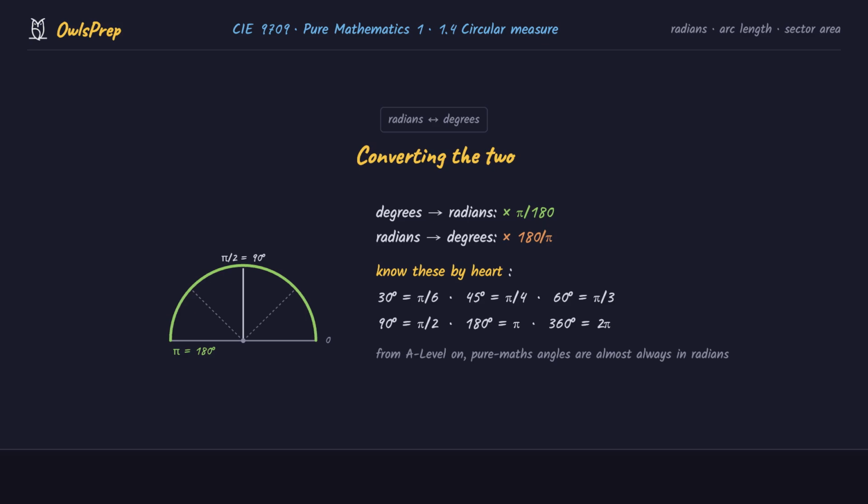A handful of angles come up again and again, and they're worth knowing by heart. 30 degrees is pi over 6, 45 is pi over 4, 60 is pi over 3, 90 is pi over 2, and a straight line, 180 degrees, is pi. From A-level onwards, angles in pure maths are almost always given in radians, so get comfortable thinking in them.